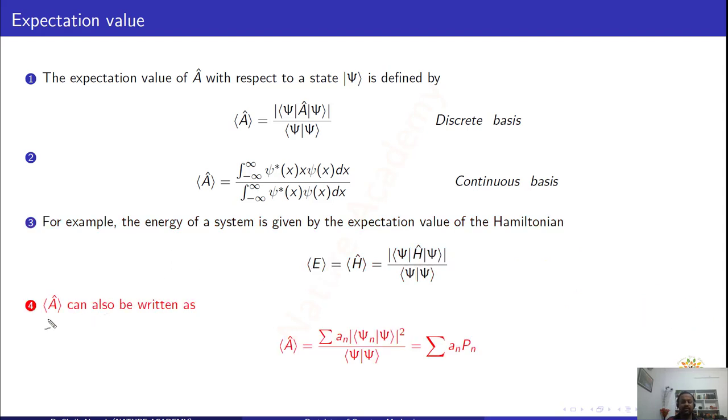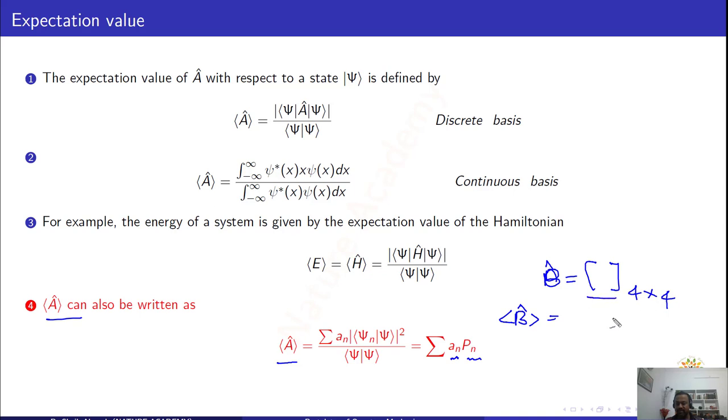Another important formula: the expectation value of an operator can also be written as the product of the eigenvalue into the probability. For example, we have a matrix. Let me call the matrix B, which is a 4 by 4 matrix. And I am trying to calculate the expectation value of the operator associated with the matrix.